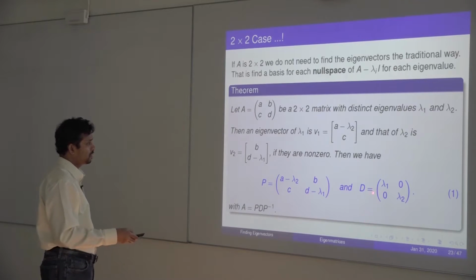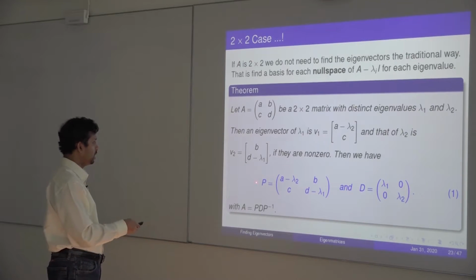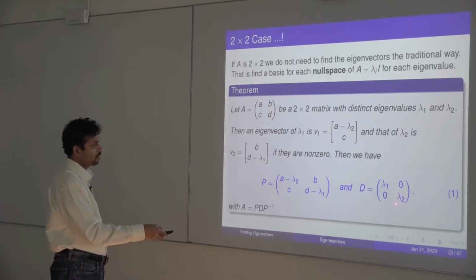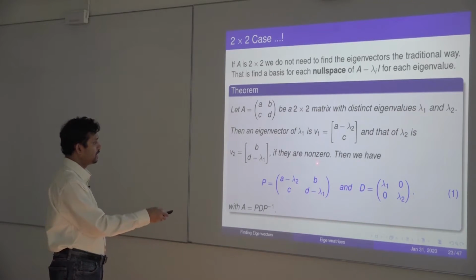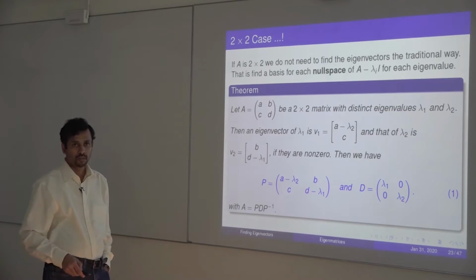So to summarize, let's say your eigenvalues are lambda 1 and lambda 2. To find the eigenvector for lambda 1, you subtract lambda 2 from the first column. To find the eigenvector for lambda 2, you subtract lambda 1 from the second column. So that is the eigenvector for lambda 1, and this is the eigenvector for lambda 2.